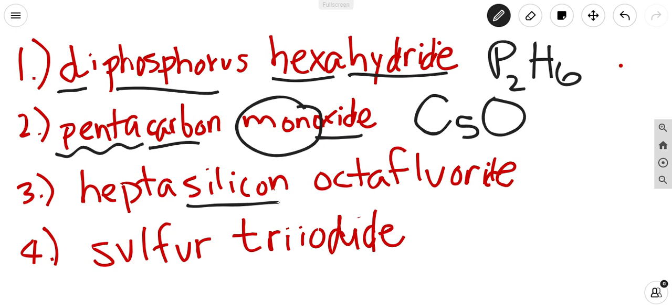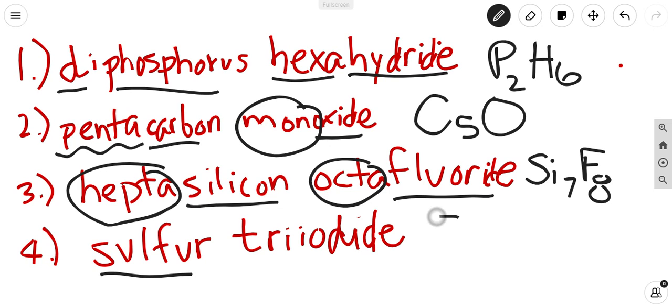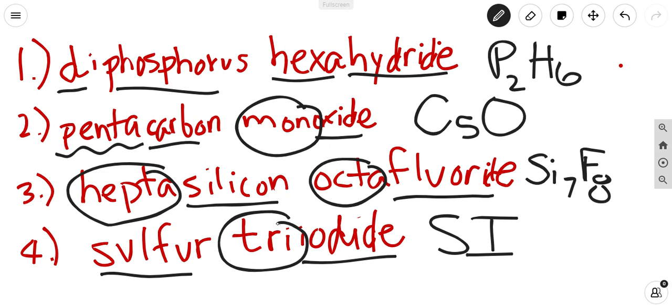All right, silicon is Si. Hepta is 7. Fluoride is F. Octa is 8. So Si7F8. Next is sulfur. There's no prefix, so I don't put a subscript. Iodide is I. Tri is 3, so I have Si3.